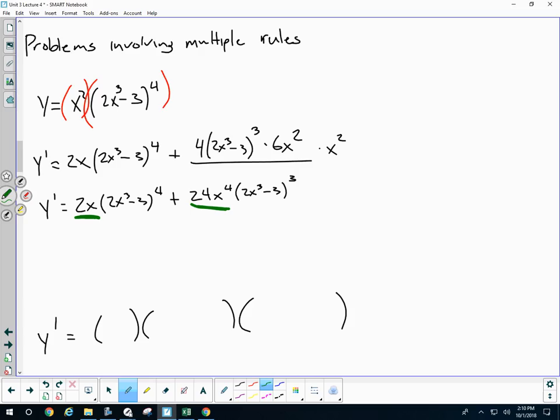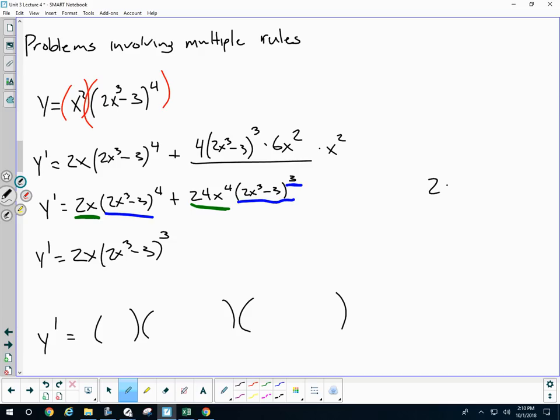I can definitely take out a 2x in both of those, right? So at least I can take out a 2x. However, is there anything else that these two terms share? The 2x cubed minus 3 has 4 of them, and this has 3 of them. I could decide to take out 3 of these 2x cubed minus 3's. So let's see, if I take out 2x cubed minus 3 cubed.